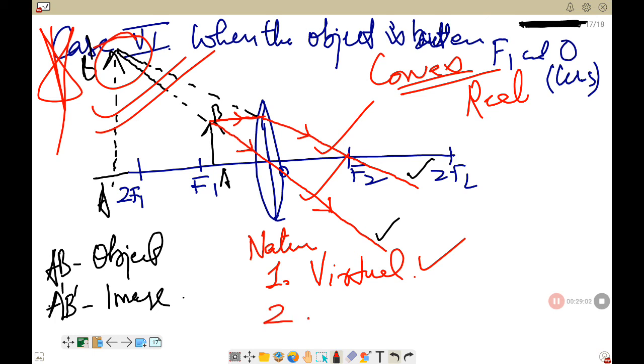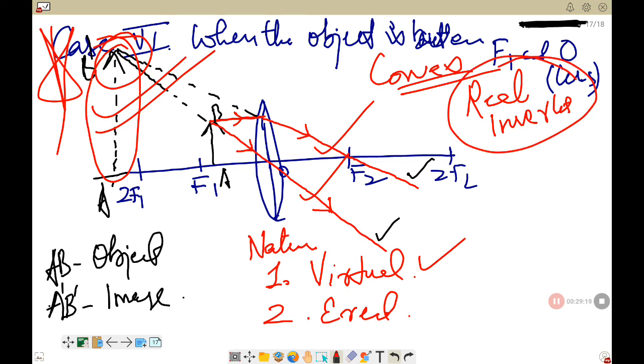Number 2, you see that the image formed here is above the principal axis, so it is erect, isn't it? In the first 5 cases, the image was real and inverted. Always the same real and inverted. But here you see that it is virtual and erect.